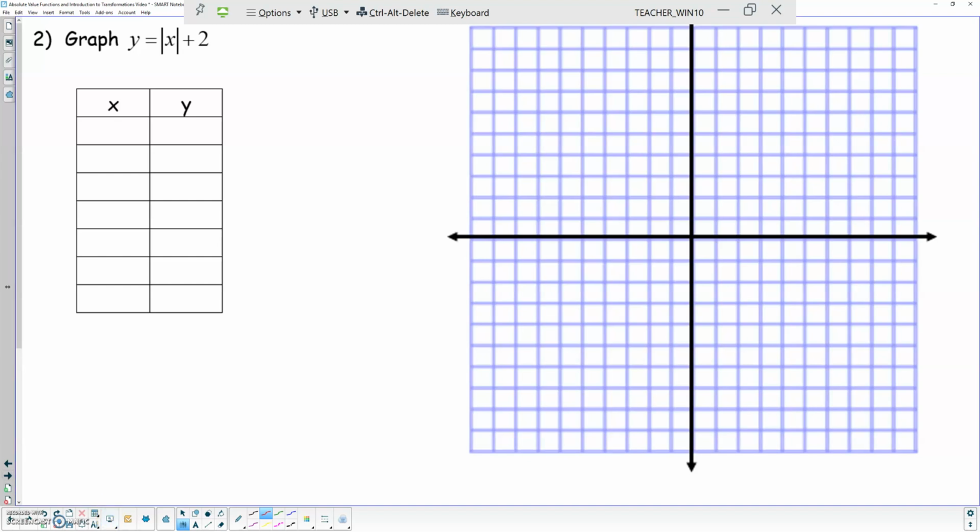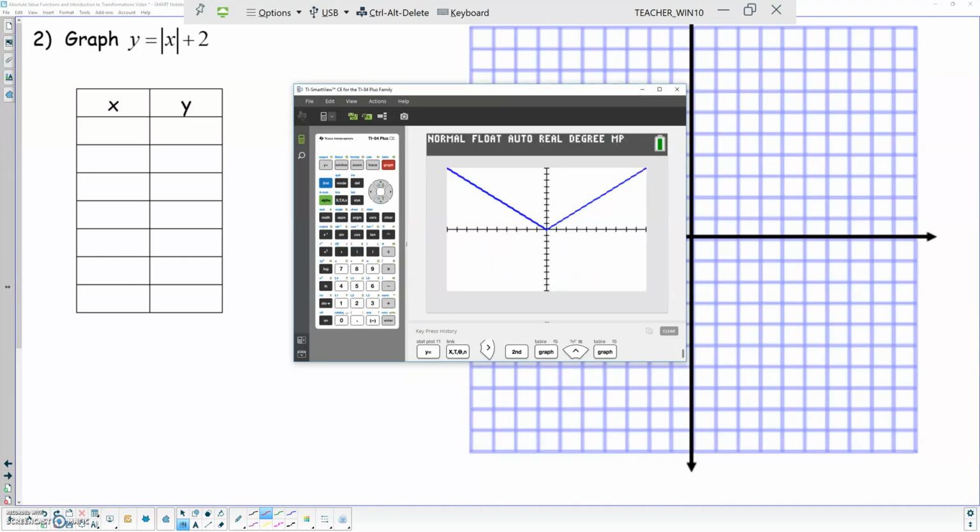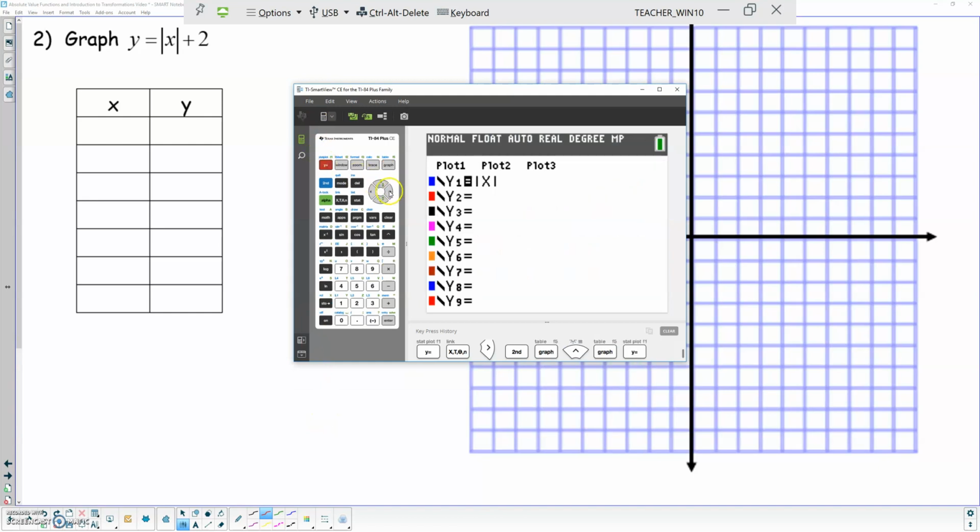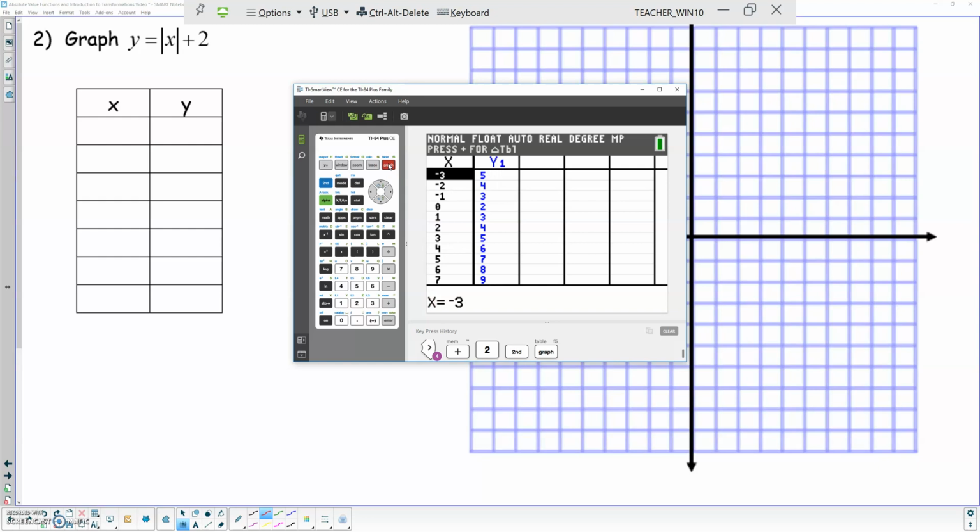All right, so I'm going to go to my calculator. I want y equals the absolute value of x, which I already have in here. So now I'm just going to hit plus 2. Now here they didn't give us a specified interval, so we're going to look in the table to see where the y values repeat. You'll notice right here we got 5 and 5, 4 and 4, 3 and 3. So 0, 2 is my turning point.